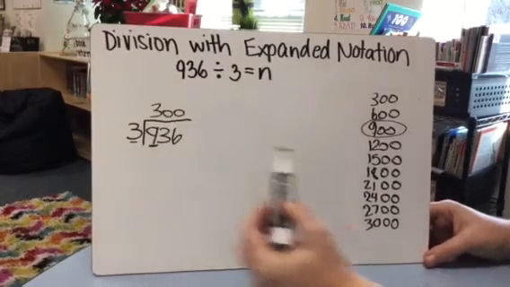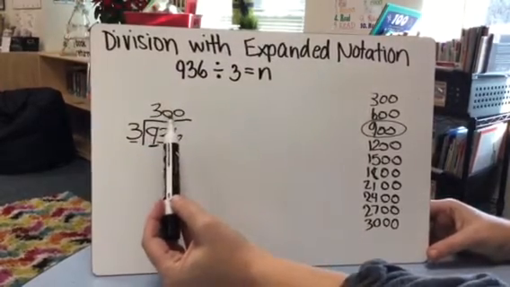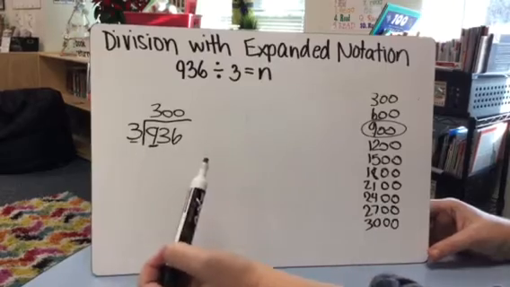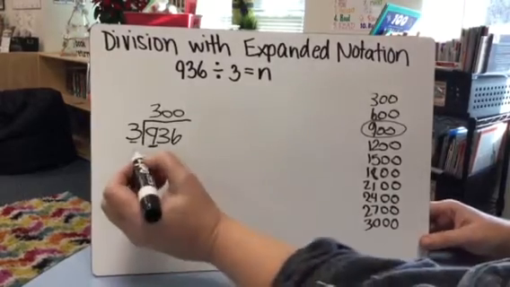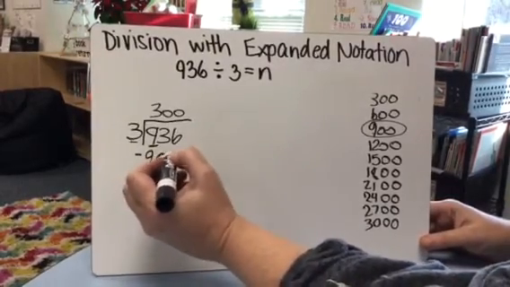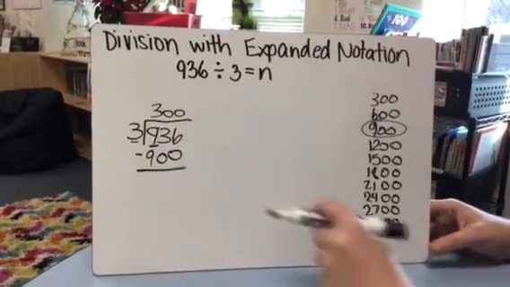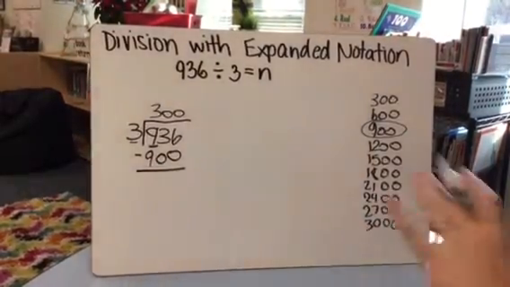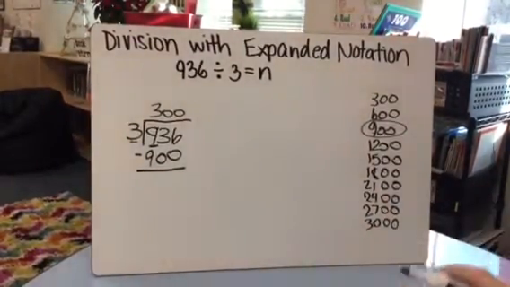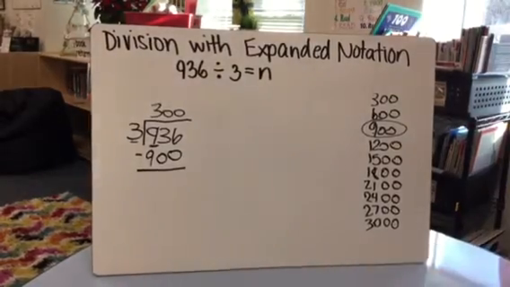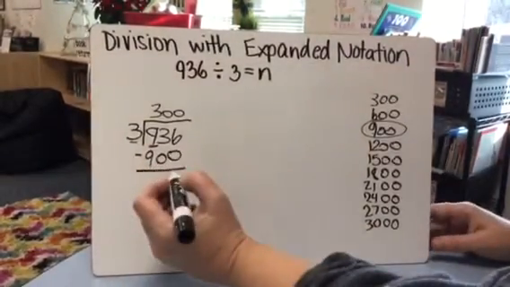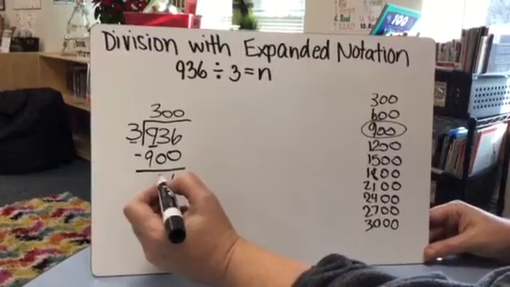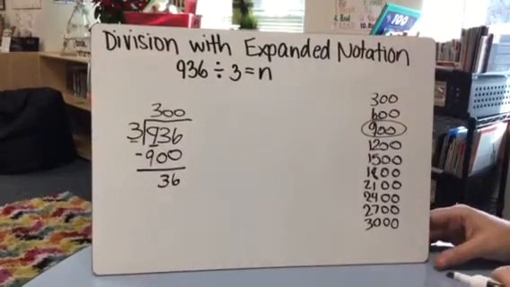So I go ahead and I show that I just passed out 300 cookies in 3 groups. And if I do that, I pass out a total of 900 cookies. And I want to subtract now those 900 cookies to show that I've already taken care of them. They've already been distributed. I'm done with them right now. And I only have these 36 cookies left to pass out.